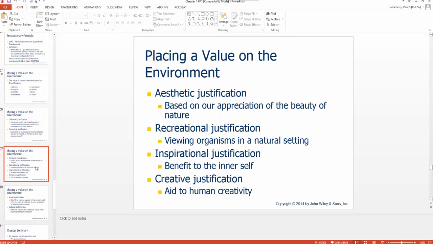We can also look at the aesthetic side of something based upon how beautiful something is or how it makes us feel. That is kind of more of the inspirational justification. And of course, a lot of us look at the environment in terms of recreational, fishing, hunting, snow skiing, those types of things would come to mind. And then, of course, the creative justification would be an aid to human creativity.